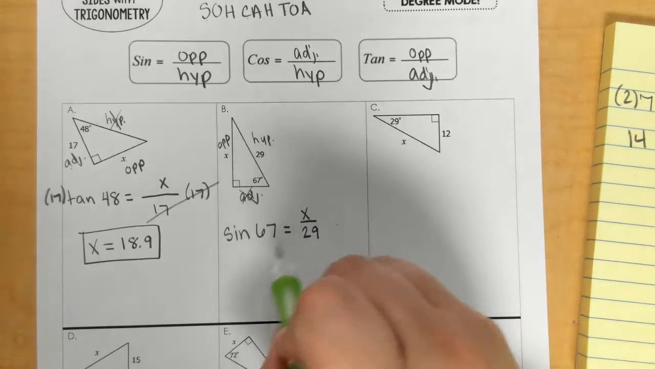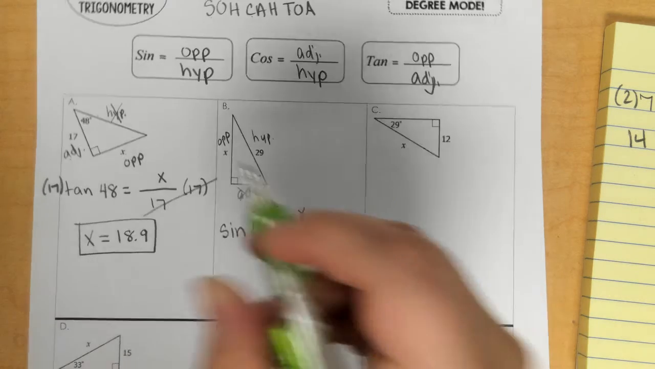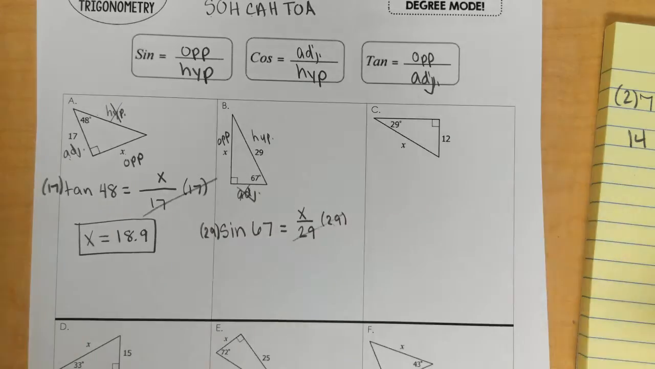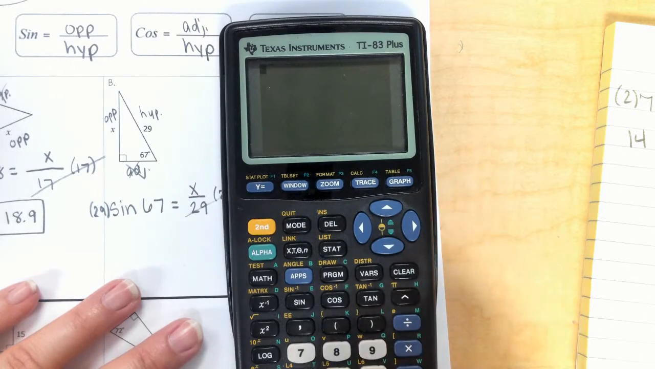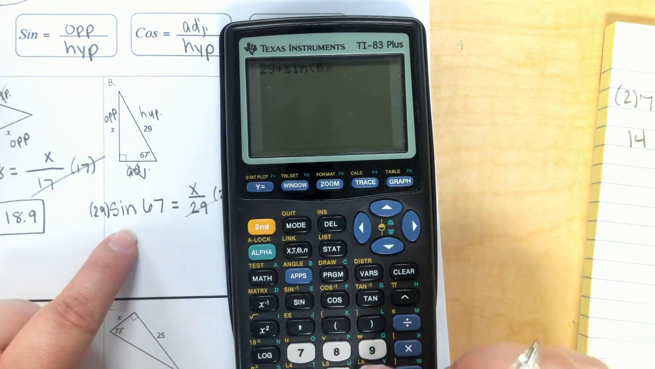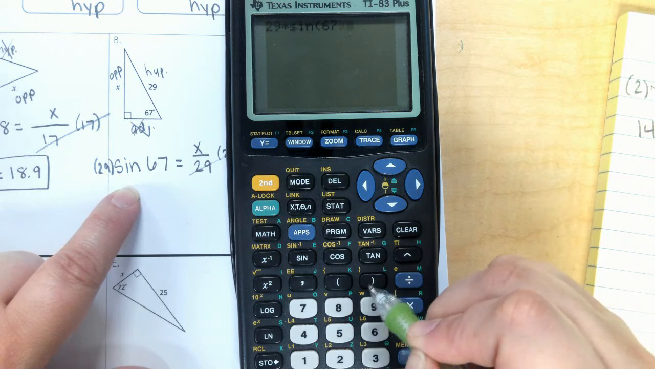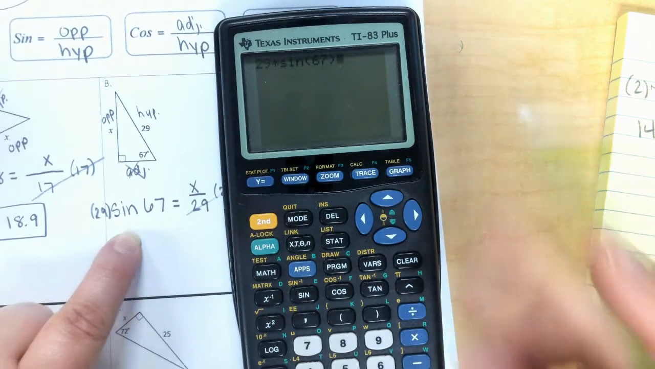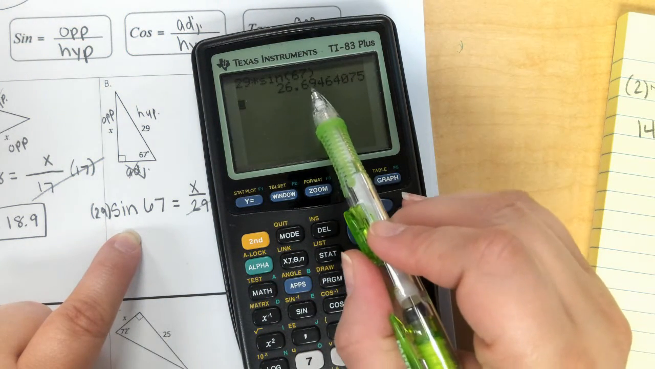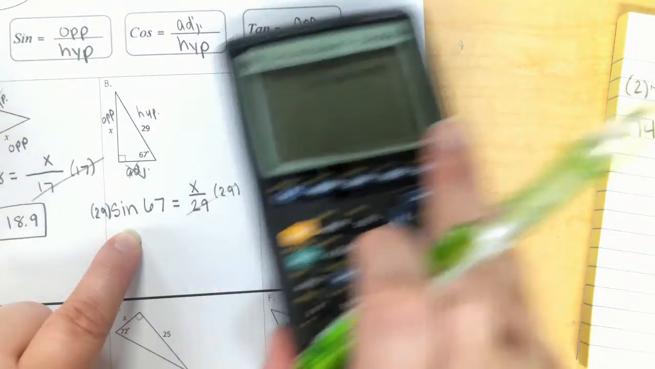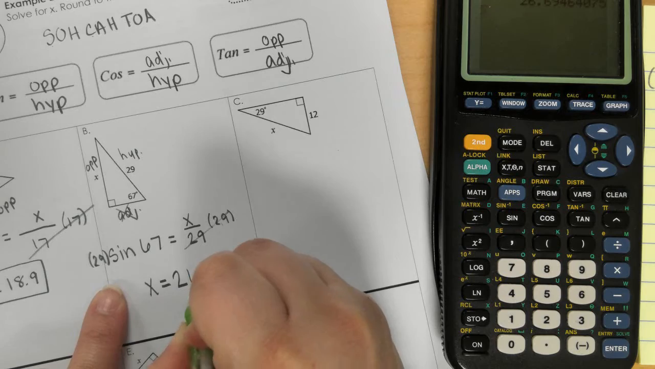So now, to get x by itself, we're going to multiply both sides by 29, and then put that into the calculator. So 29 times sine 67, and then I close the parenthesis right here using this button right there, and then equals 26.694, etc. So 9 would make the 6 go up to 7, and we would have x equals 26.7.